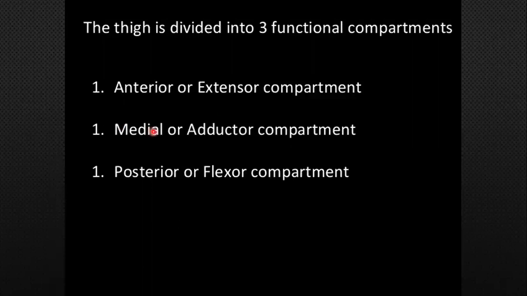Then the medial compartment, which is also known as the adductor compartment, includes the muscles which are responsible for the adduction of the thigh at the hip joint. And the posterior compartment, which is also known as the flexor compartment, is responsible for the flexion of the leg at the knee joint.